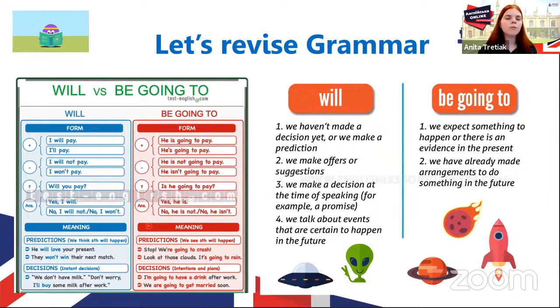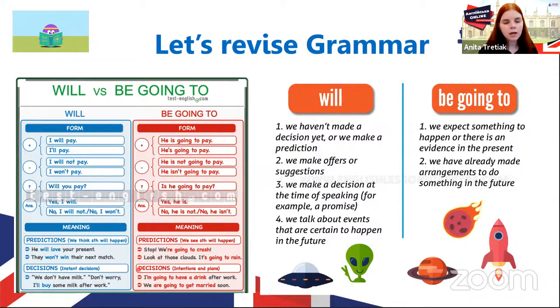And the meaning of be going to: predictions, we see something will happen. Stop, we're going to crash. Yeah, if the speed limit is over, and you can see that something is not okay. Or look at those clouds, it's going to rain. Yeah, you can see that these clouds are really heavy. Something is not okay with the clouds, so you can say it's going to rain.